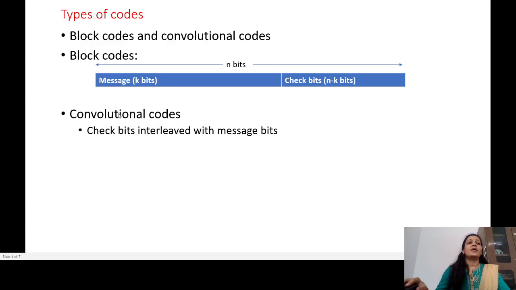In case of convolutional codes, we do not have a clear bifurcation like this. Instead, if we have k number of bits, we have check bits interleaved within the message bits. So we cannot clearly say that one part is a message and the other part is a check bit. So interleaving of the check bits will happen in case of convolutional codes. Let us initially concentrate on the first type of code, that is block code.